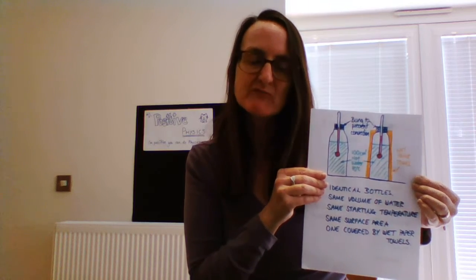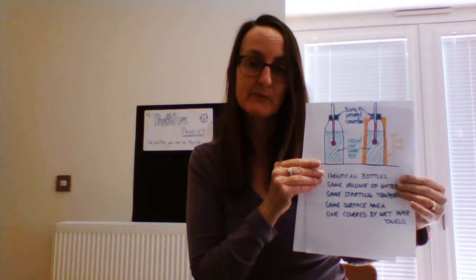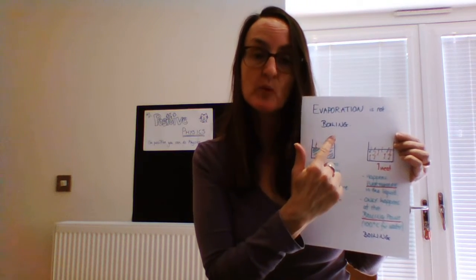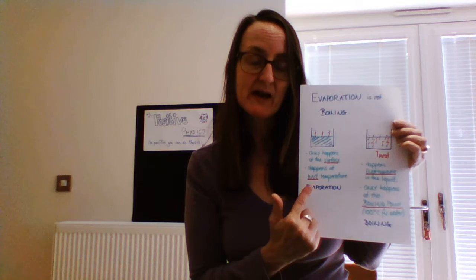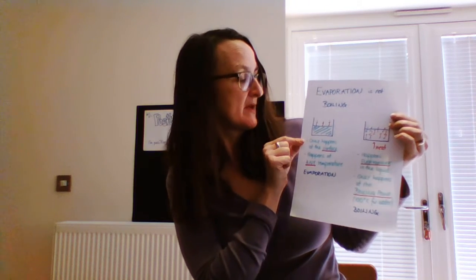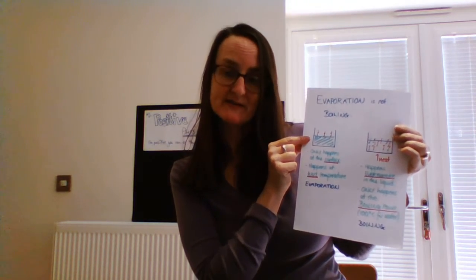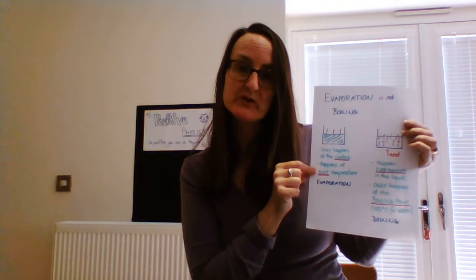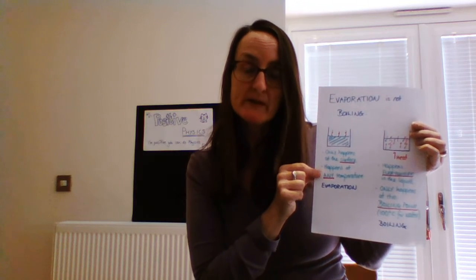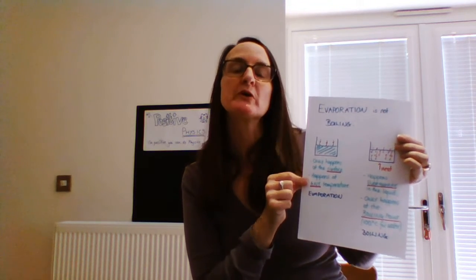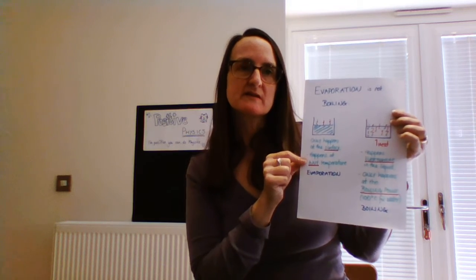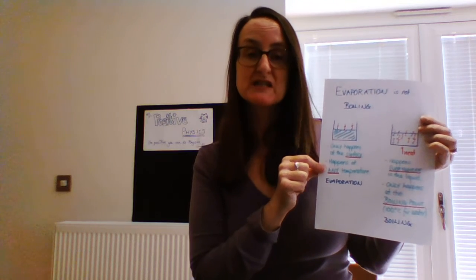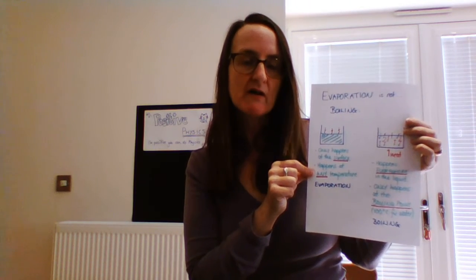Now, there's one thing you need to be really clear about when it comes to evaporation, and that is that evaporation is not boiling. So here we have evaporation. Evaporation only happens on the surface of the water or the liquid, and it happens at any temperature. So a puddle will evaporate. If you put some water in a glass outside at 20 degrees, it will over time evaporate.